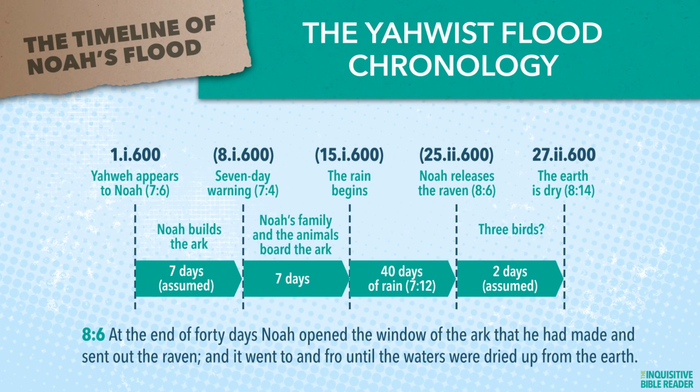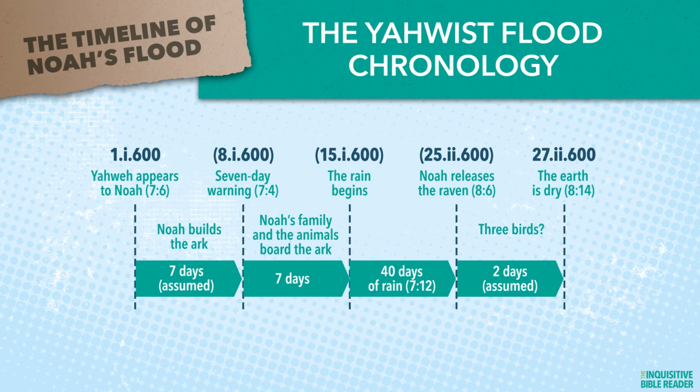My personal guess is that the Yahwist had a dove, a swallow, and a raven as in the Gilgamesh epic. The first 2 birds have been deleted from the combined text. There's no way to be sure that this matches the Yahwist's timeline perfectly. It is, however, a pretty good guess that fits all the pieces available.